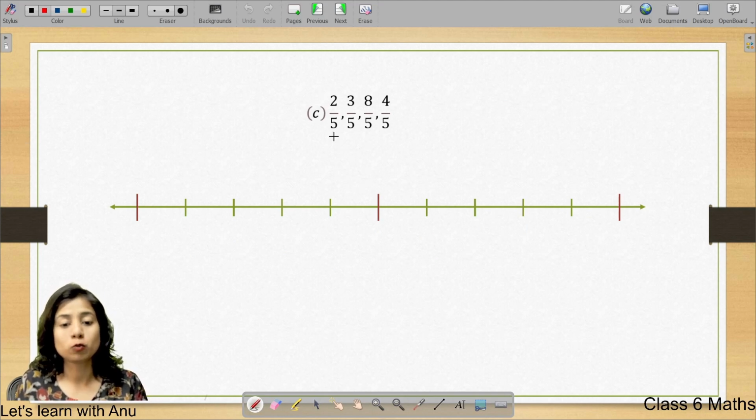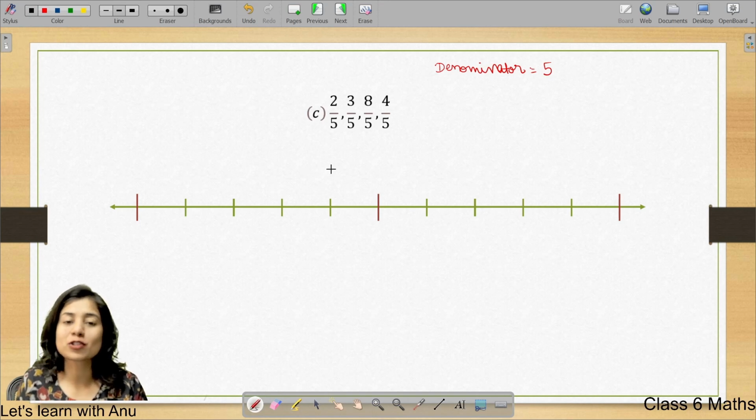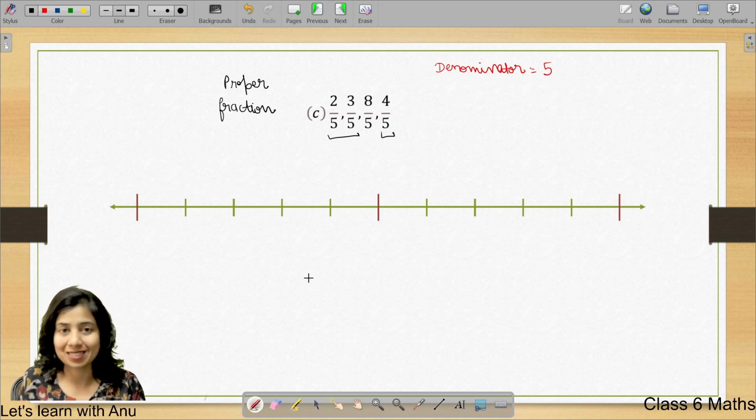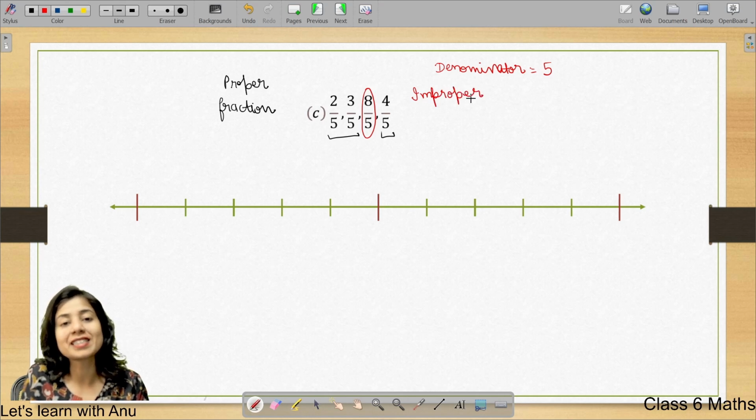C part. 2 by 5, 3 by 5, 8 by 5 and 4 by 5. So in this, the denominator is the same, that is 5. But class, if we observe carefully, these fractions are mixed. Like the 2 by 5, 3 by 5 and 4 by 5 are proper fractions. I hope everyone remembers proper fractions, in which the numerator is less than the denominator. But 8 by 5 is an improper fraction in which the numerator is greater than the denominator.